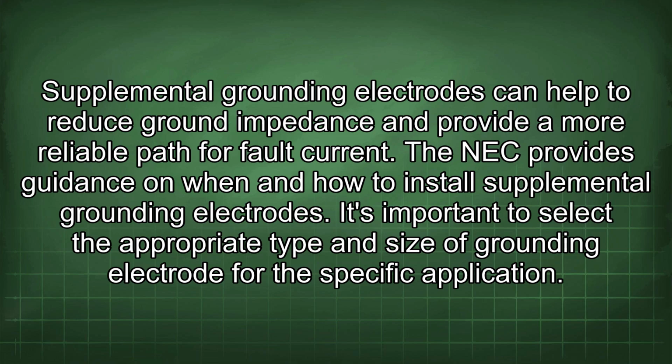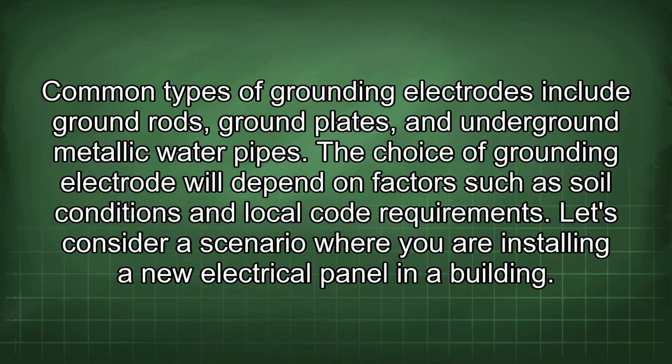It's important to select the appropriate type and size of grounding electrode for the specific application. Common types of grounding electrodes include ground rods, ground plates, and underground metallic water pipes. The choice of grounding electrode will depend on factors such as soil conditions and local code requirements.